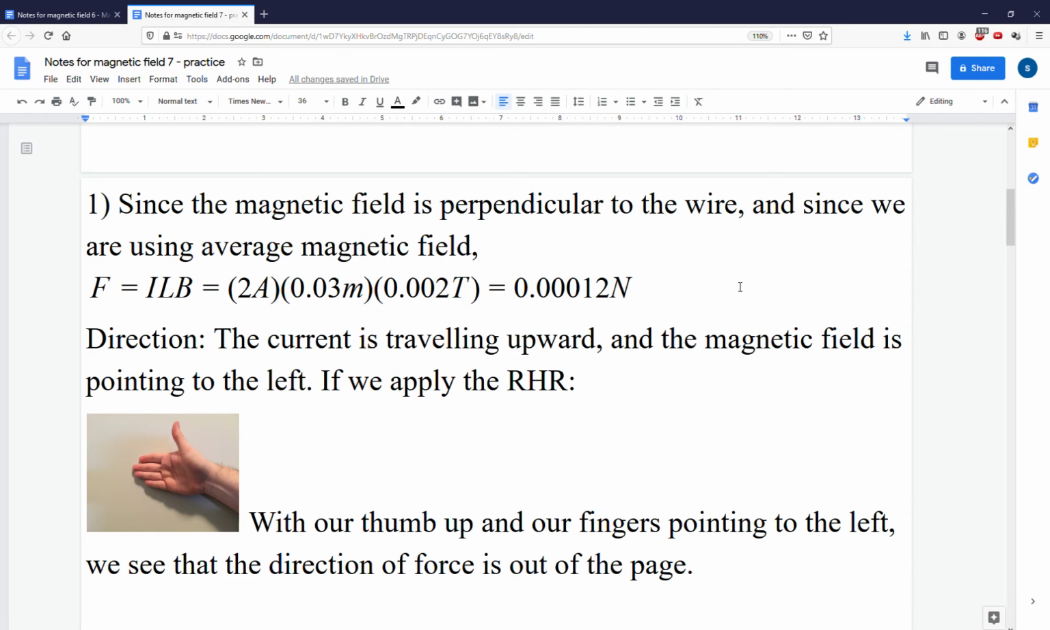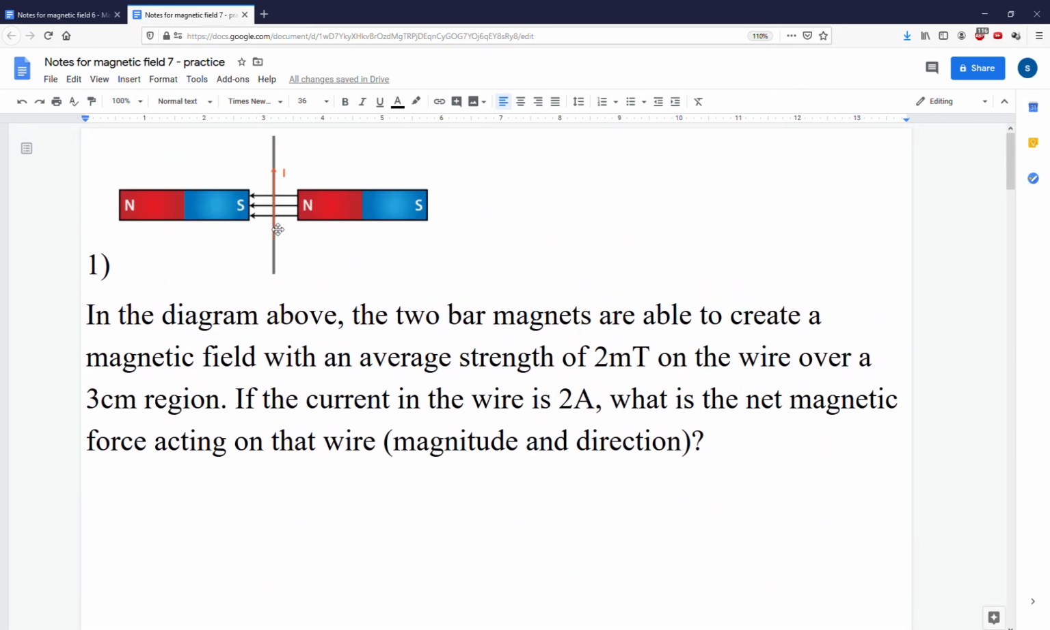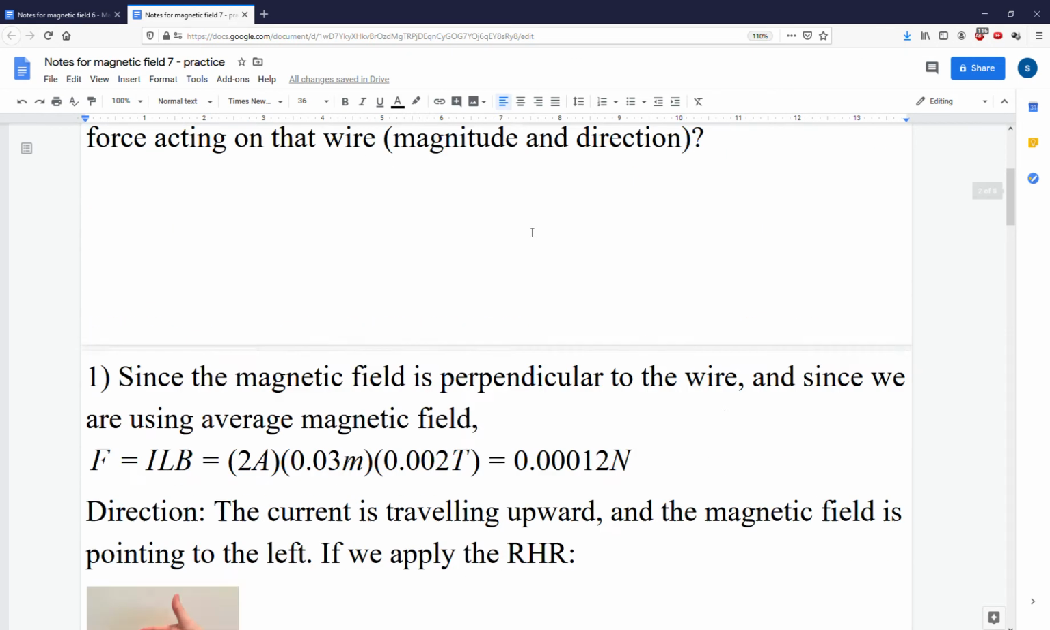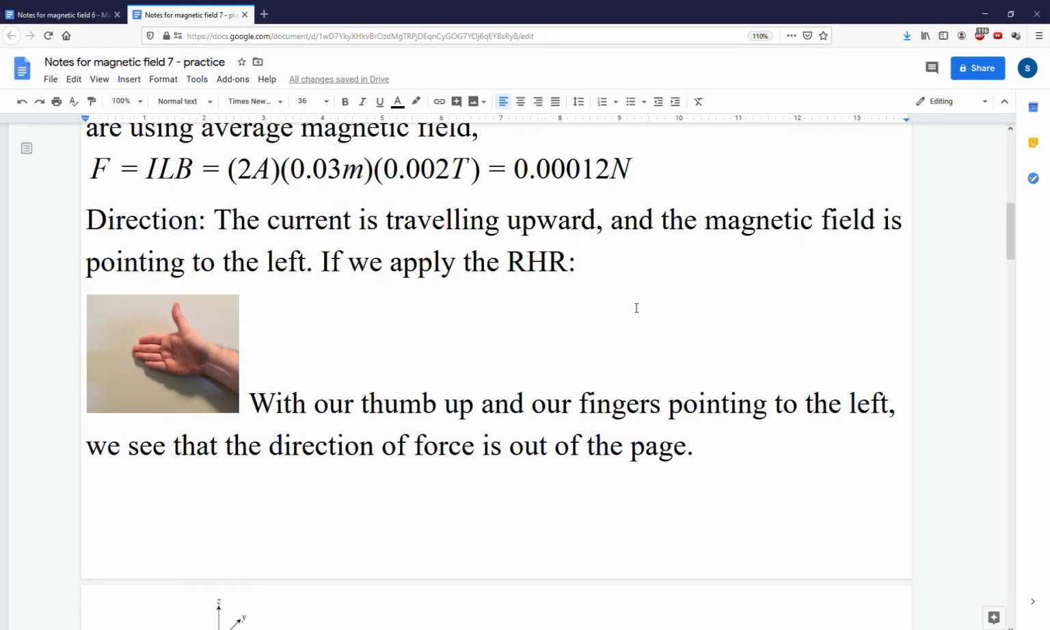As for direction, we can use the right-hand rule. The wire is going up, so the direction of L is upward, and the magnetic field is going to the left. So if we hold our hand with our thumb pointed upward, and our fingers pointed to the left, we can see that the force is directed out of the page.